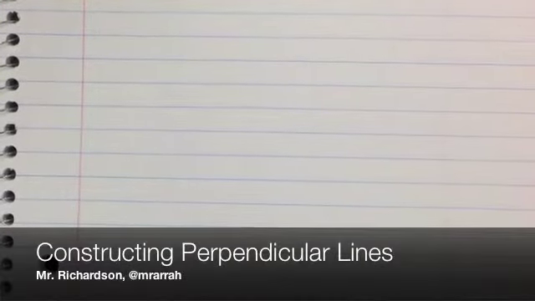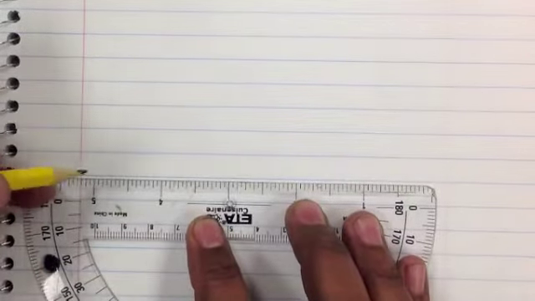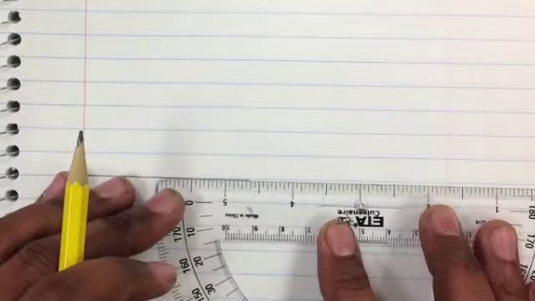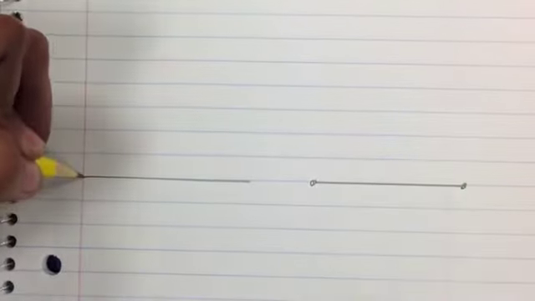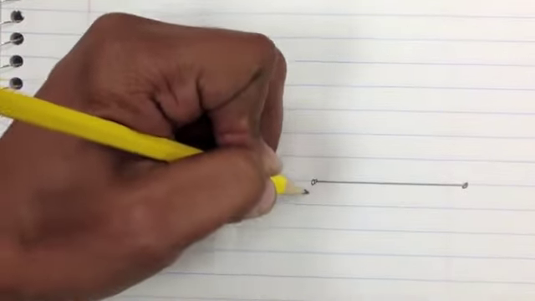Alright, let's make some perpendicular lines. There are two ways to make perpendicular lines. First, let's draw two line segments. Let's put dots on the ends. Leave this one A and B, this one X and Y.